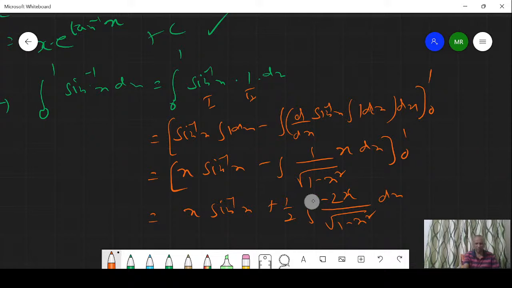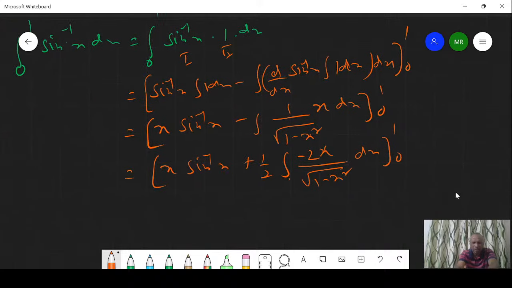This is the integral. So I have taken it like this, the derivative of 1 minus x square, to get minus 2x here, and taking the minus inside, 1 by 2 integral of minus 2x dx, limit 0 to 1. Sir, why have you taken this? The reason I will tell you now.